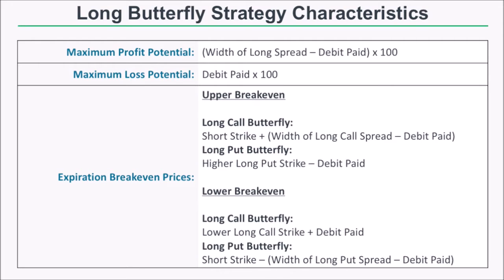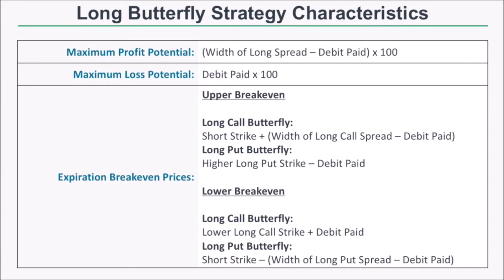Now, the upper break-even price is going to be different for long call and long put butterflies, so let's get into the calculations. If you have a long call butterfly spread, the upper break-even price is going to be the short strike plus the width of the long call spread minus the debit paid. That's essentially the short strike plus the max profit of the long spread. Now, the upper break-even price of a long put butterfly is going to be the higher long put strike price minus the debit paid.